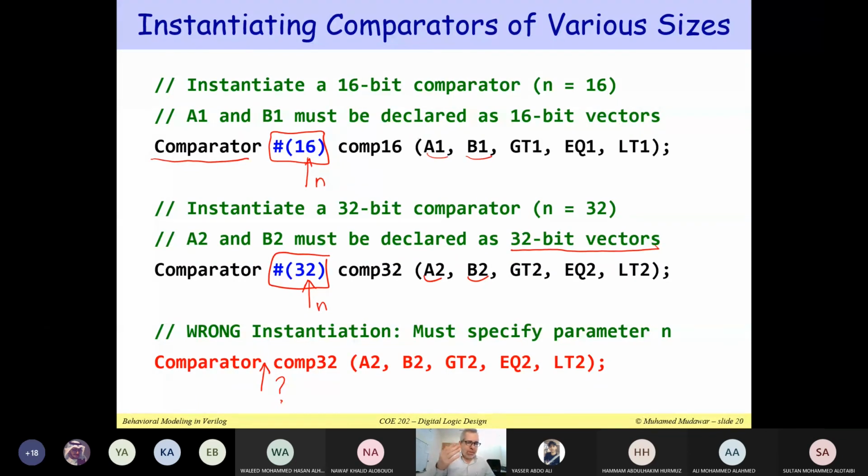If there is a default value, then it will assume its default value if there is no value for n when you instantiate the comparator. Okay? So you have to be careful about this. Okay, how you instantiate modules that have parameters. You have to specify the value of the parameter when you instantiate the module.